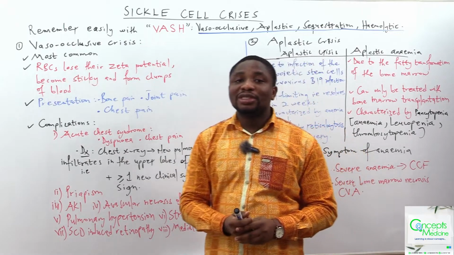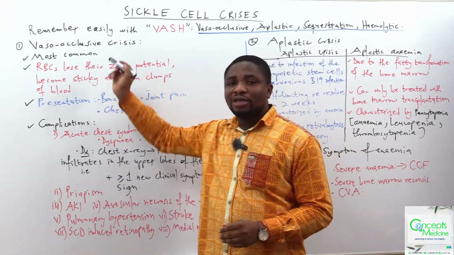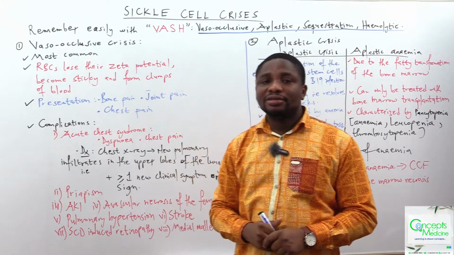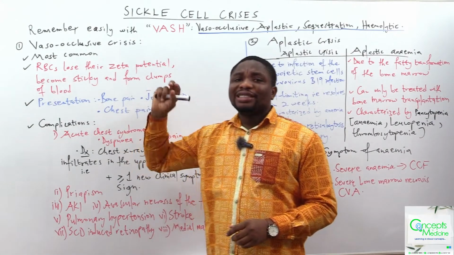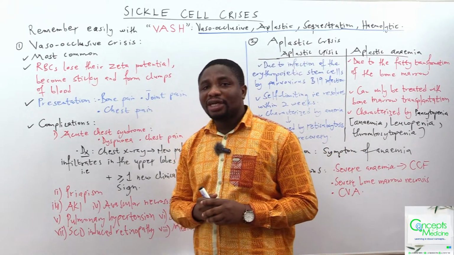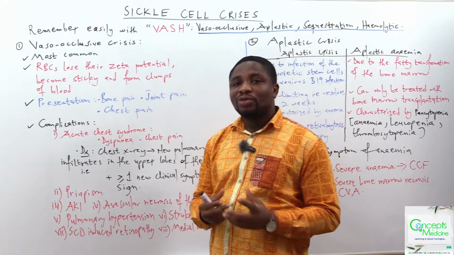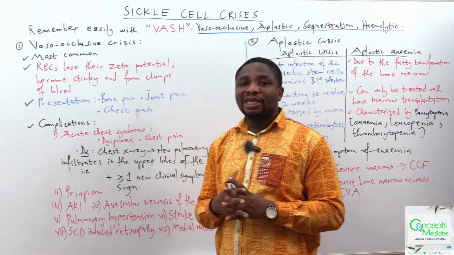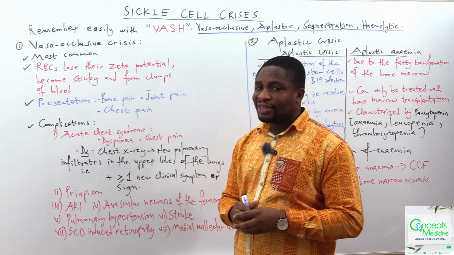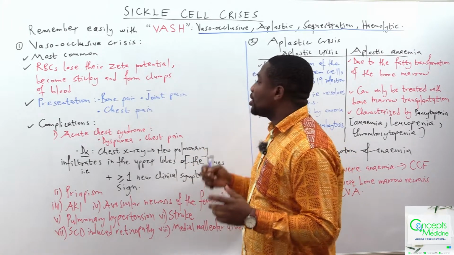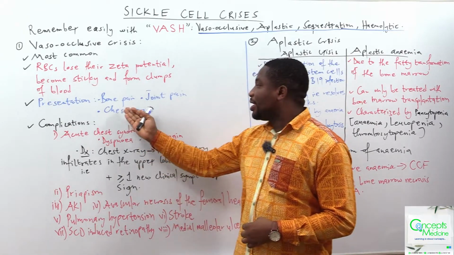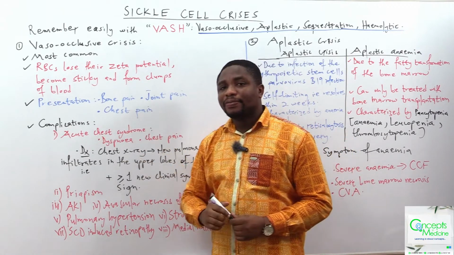So first thing you have to know is that the vasoocclusive is the most common crisis in sickle cell disease. And you should know that in vasoocclusive, the red blood cells lose their zeta potential, leading to them being able to stick to each other and form clumps of blood, occluding the blood vessel. That's why we call it vasoocclusive crisis. In the presentation, they will present with bone pain, joint pain, chest pain.